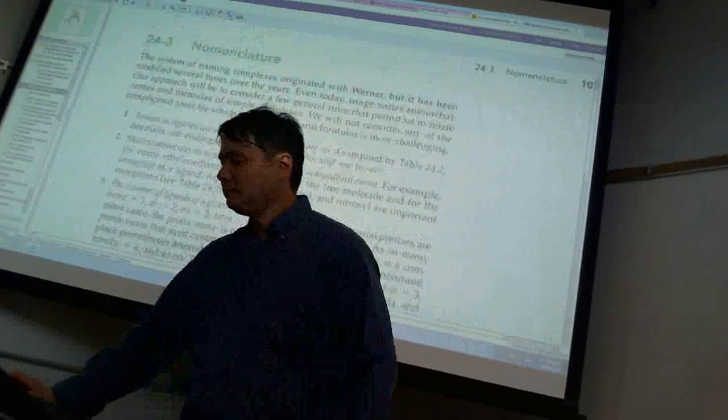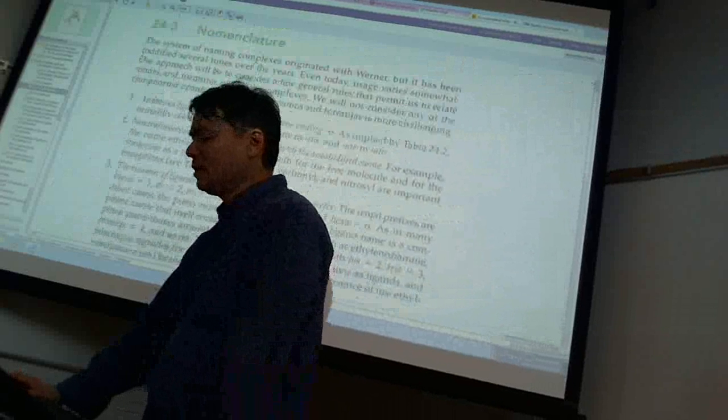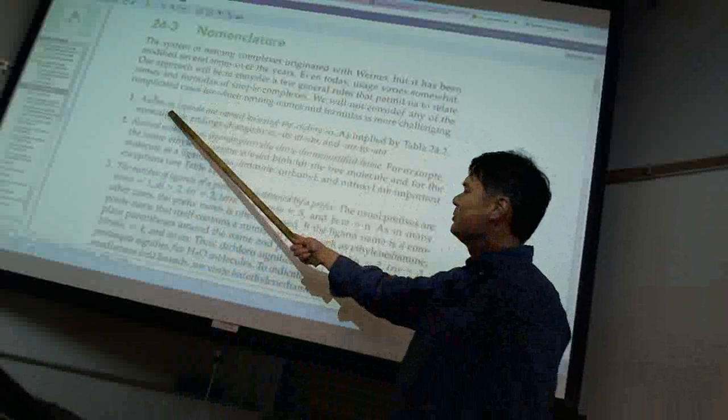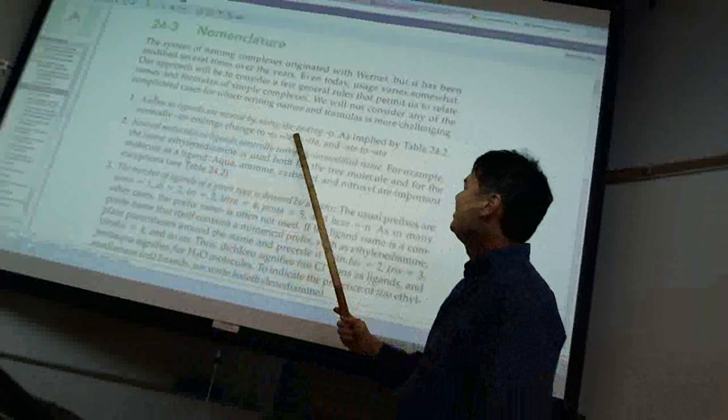So let's look at the nomenclature for these. We see just in the book, the rules are here. Anions and ligands are named by using the ending O.